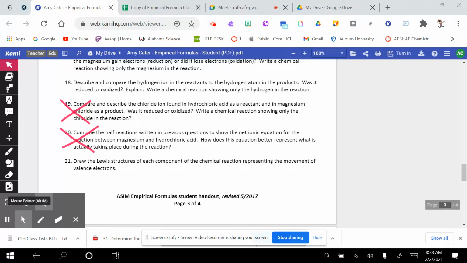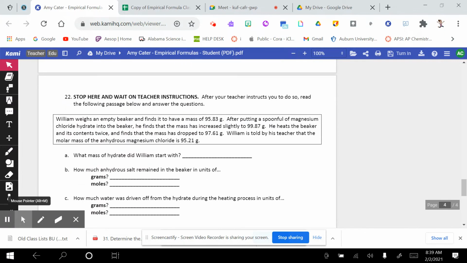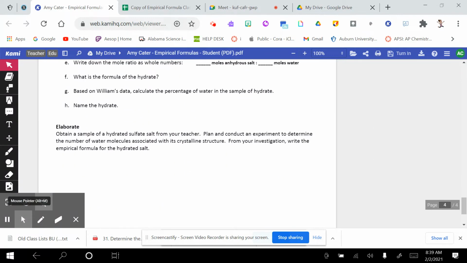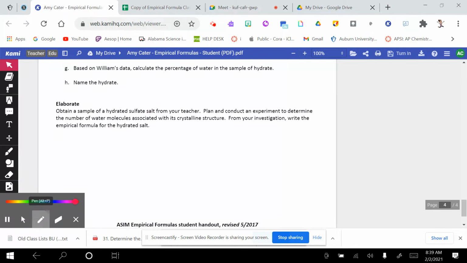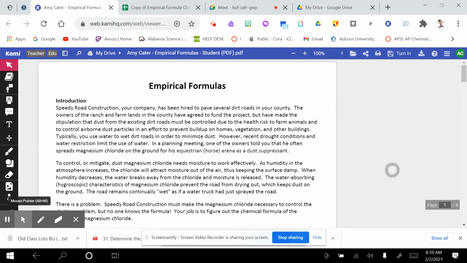On the Lewis structure one, that might be one you do want to do on a piece of paper and insert a picture. Okay? Do not do 22. We're not going to do 22. So you can cancel all that mess out. And we're not going to do the elaborate either. So we can cancel that out. Okay?